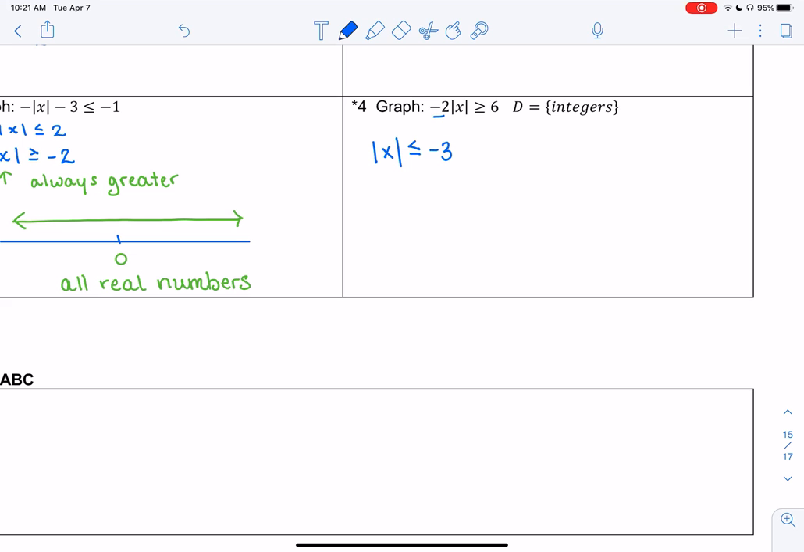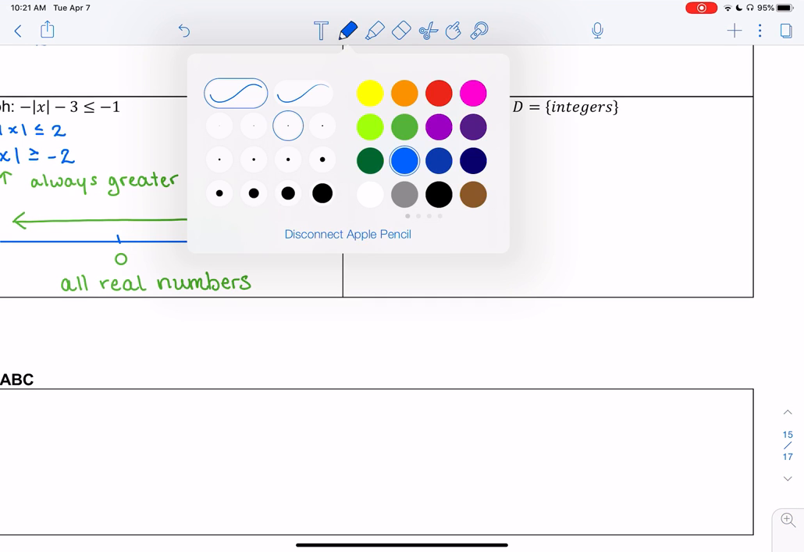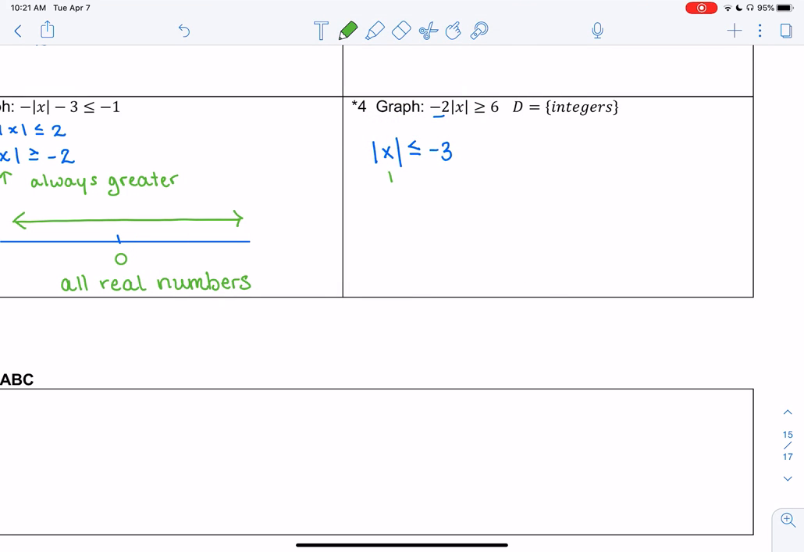So once again, I'm going to approach this one theoretically. What number can I plug in for x that is going to be less than or equal to -3? Well, every number we plug in here becomes absolute valued, and it ends up becoming a positive number when we're done. So that means that this is never going to happen.